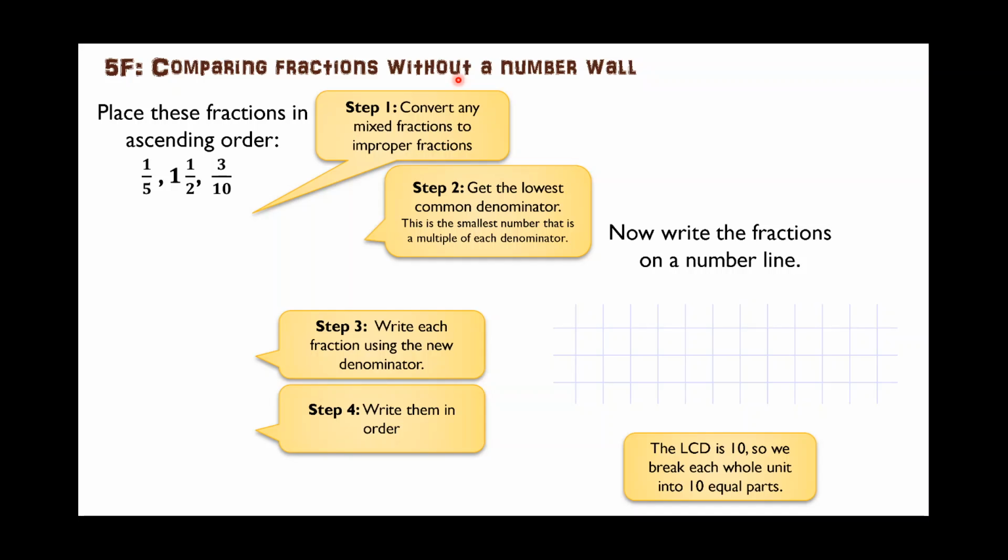So, we've seen how to compare fractions if you have a number wall handy. But what if you don't? Or what if the fractions have some mixed numbers in them? Well, I'm going to show you another way to compare which fractions are bigger than others. This question says, put these fractions in ascending order. Ascending means normal order, from smallest to biggest.